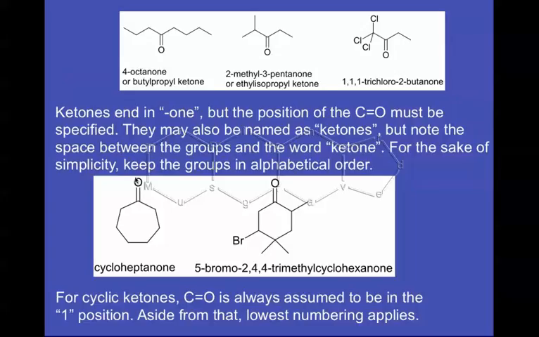When the ketone group is part of a ring, it's assumed to be in the 1 position. This would be cycloheptanone, not 1-cycloheptanone. Then all numbering is relative to that, and we again go for the lowest possible numbering and put everything in alphabetical order. 5-bromo-2,4,4-trimethylcyclohexanone would be the name of this one.